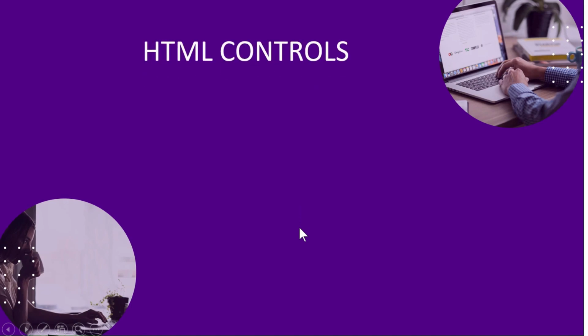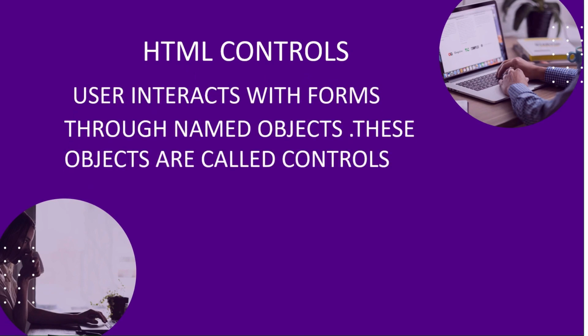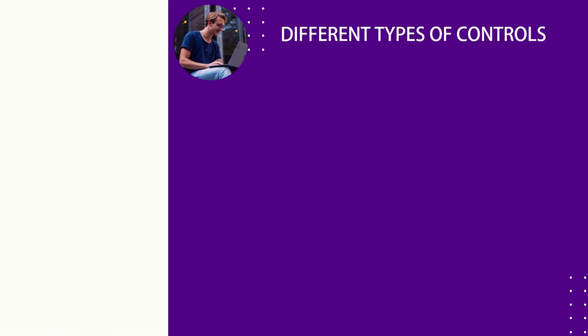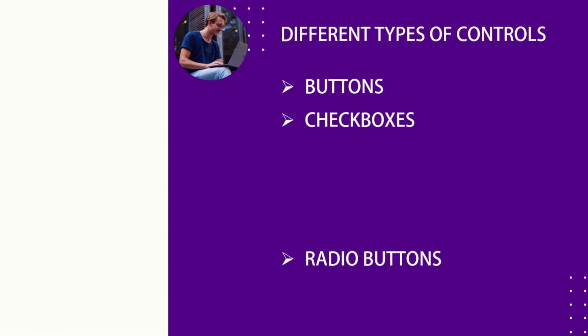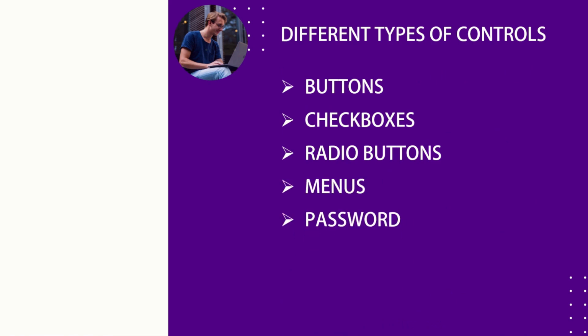HTML controls. The user interacts with forms through named objects. These objects are called controls. Different types of controls are buttons, check boxes, radio buttons, menus, password, and text input or text boxes.